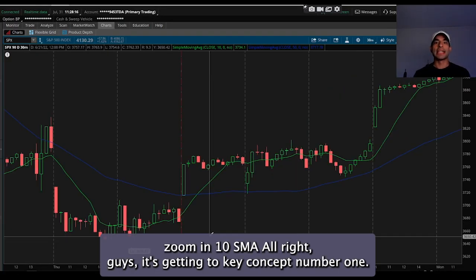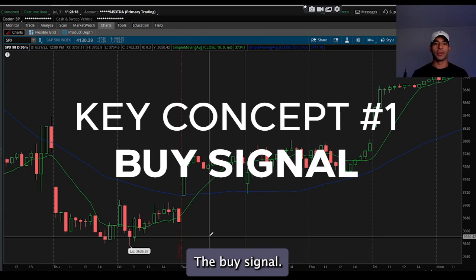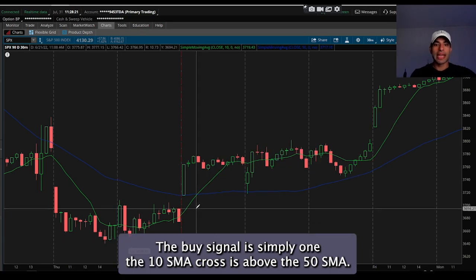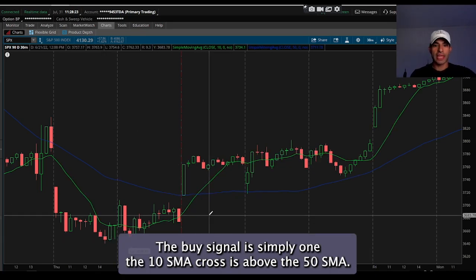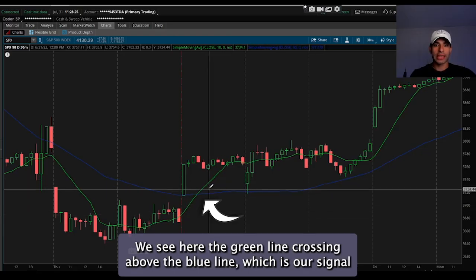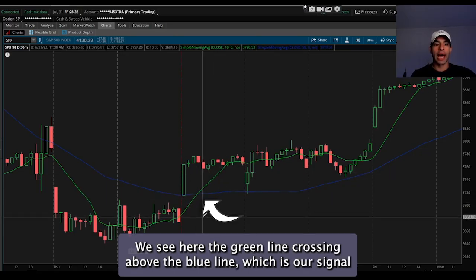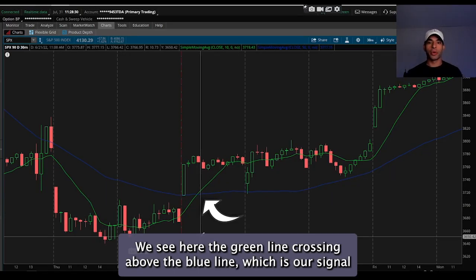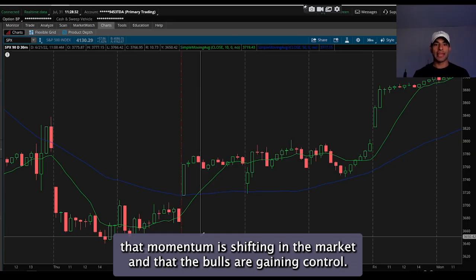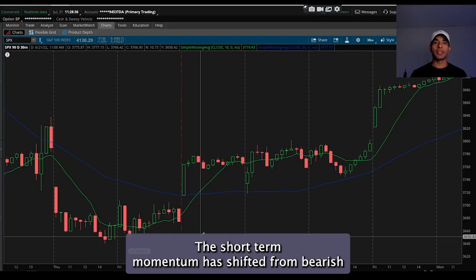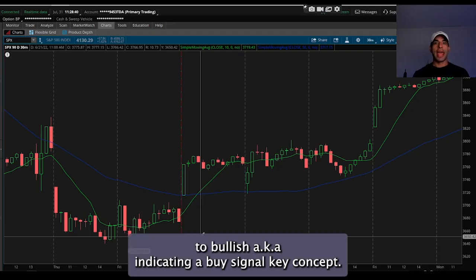All right, guys, let's get into key concept number one, the buy signal. The buy signal is simply when the 10 SMA crosses above the 50 SMA. We see here the green line crossing above the blue line, which is our signal that momentum is shifting in the market and that the bulls are gaining control. So short-term momentum has shifted from bearish to bullish, aka indicating a buy signal.